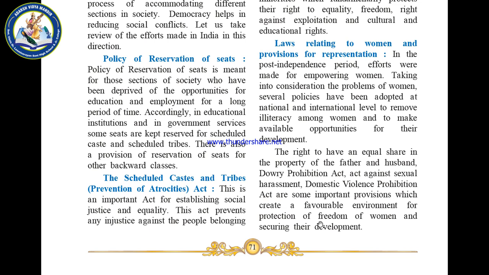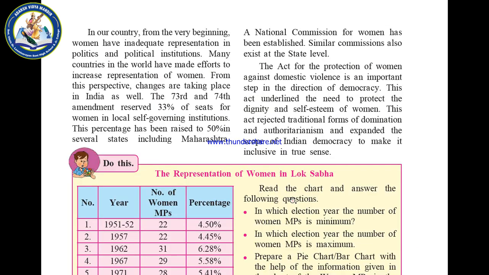So the first, right to have an equal share in the property of the father and husband. Equal share in the property of father or husband means the share that a brother or a husband gets, the same share we also get. Dowry Prohibition Act, Act Against Sexual Harassment, Domestic Violence Prohibition Act, such acts were made so that the government could create a favorable environment for the freedom of women, protection of freedom of women, and for the overall development of women.